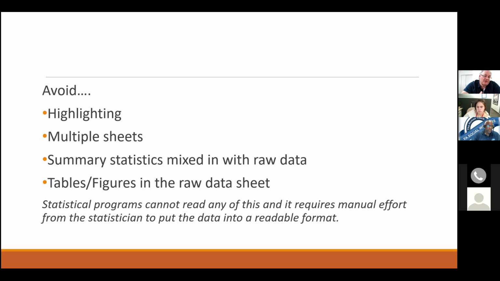Or if your data is in REDCap to begin with, it's much easier because when they export the data from REDCap, it's already in a format that's clean for the statistician.